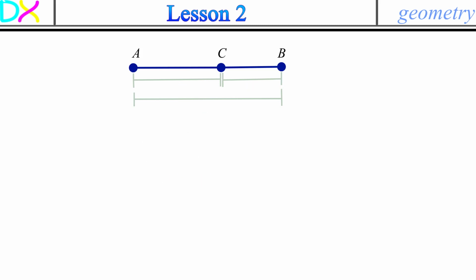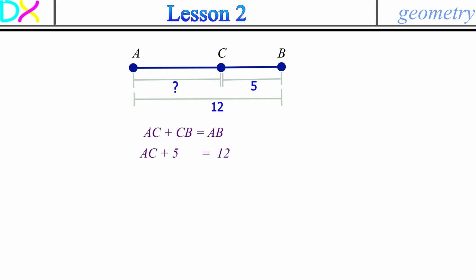Now, we are given the measure of AB as 12 and the measure of CB as 5. How can you find the measure of AC? You know, to get the measure of line segment AB, we add the measure of these small line segments. That is, AC plus CB is equivalent to AB. We don't know AC, but we know the measure of CB and AB, which are 5 and 12 respectively. I will replace known variables in our equation. This will give us AC plus 5 is equivalent to 12.